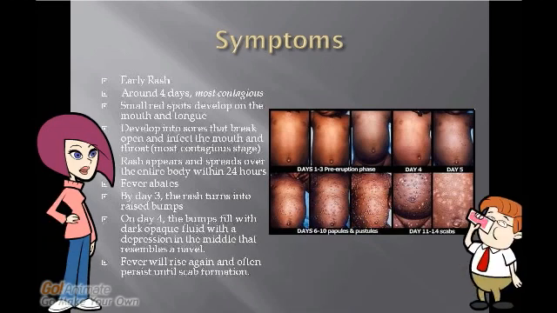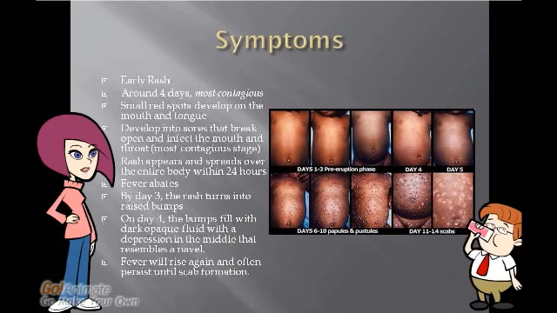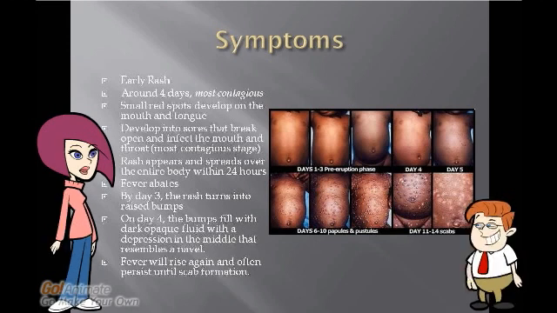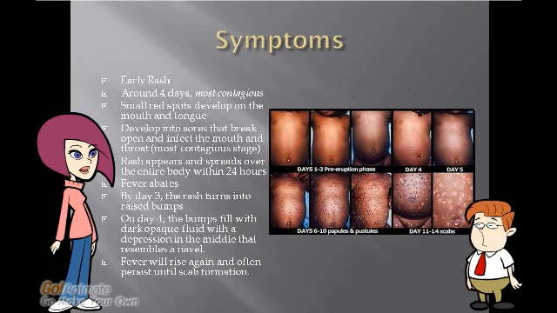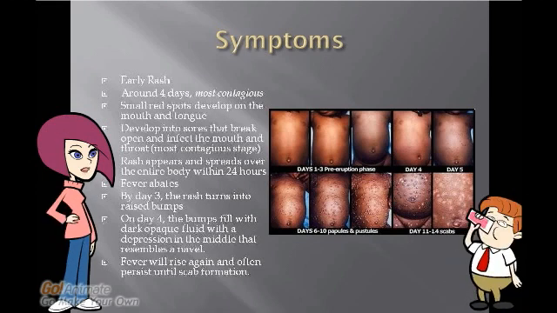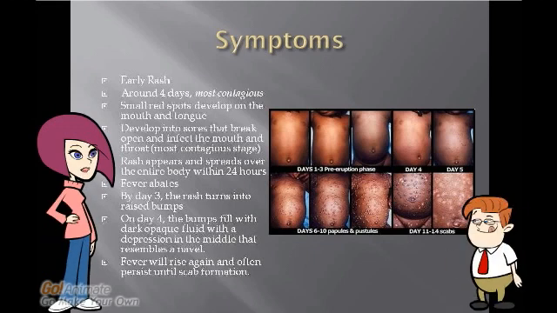Upon formation of the smallpox rash, the fever typically fades, but by day 3 the rash turns into raised bumps, and on day 4 the bumps will fill with a dark, opaque fluid with a depression in the middle that resembles a belly button. The fever will rise again and often persist until scab formation occurs.